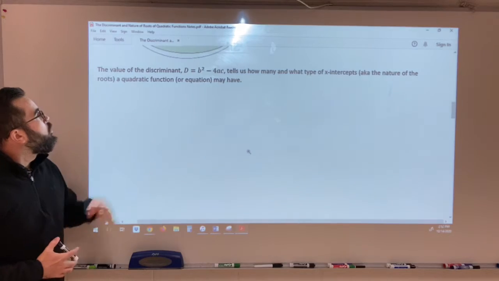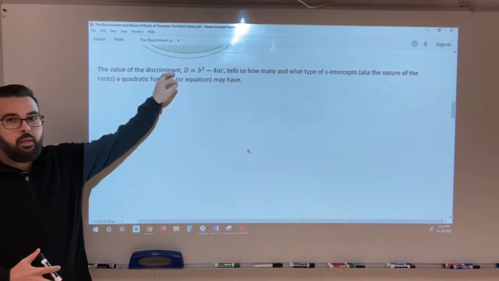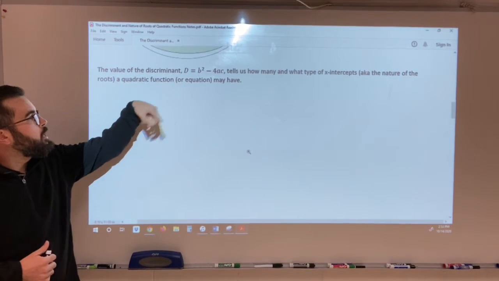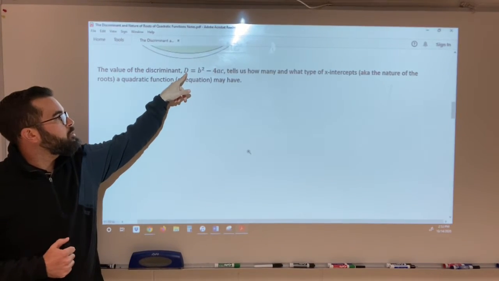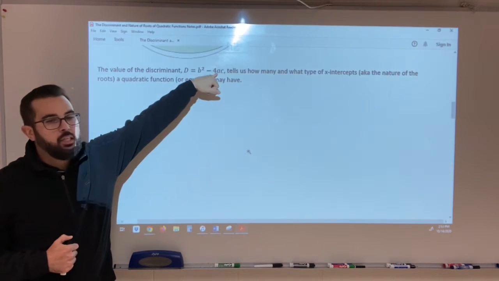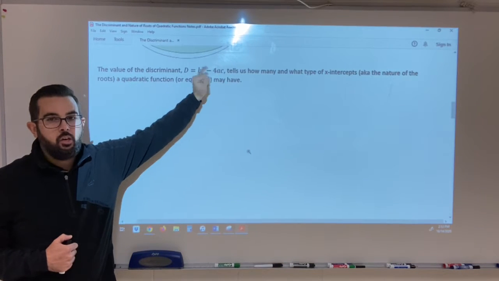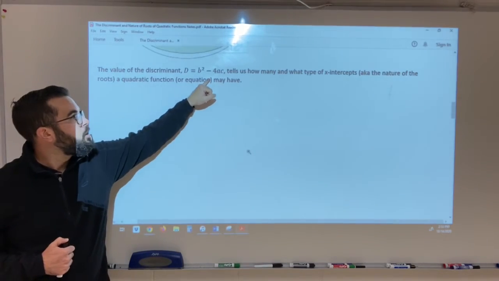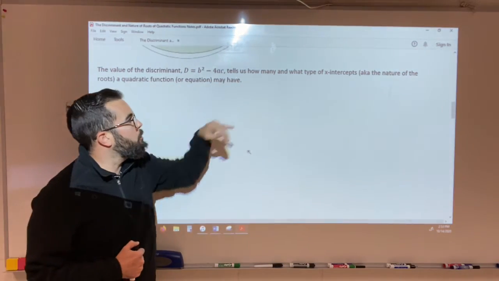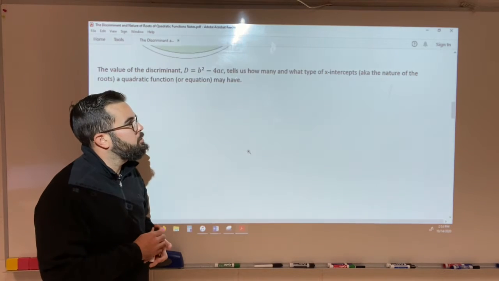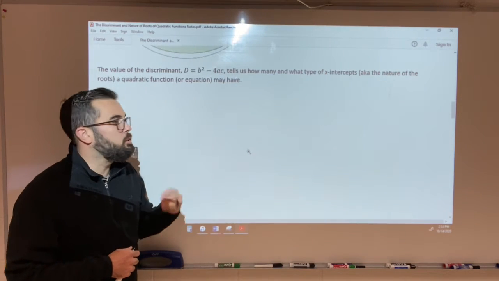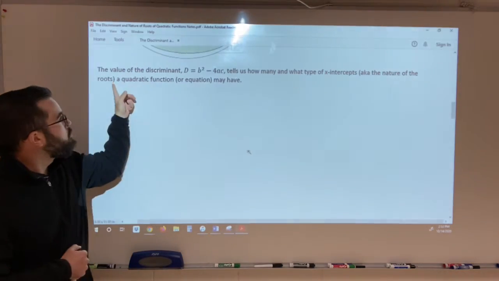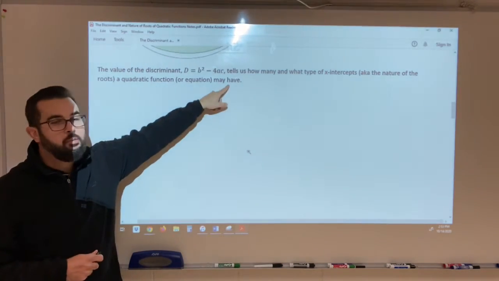All right, now, the value of the discriminant. That's the topic of today's lesson. The value of the discriminant, which we represent by a capital D, is equal to b squared minus 4ac. Notice that's the part underneath the square root in the quadratic formula. Okay, what this does is it tells us how many and what type of x-intercepts, or zeros or roots or solutions, which are also known as the nature of the roots, a quadratic function or equation may have.